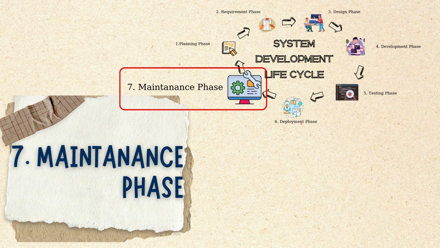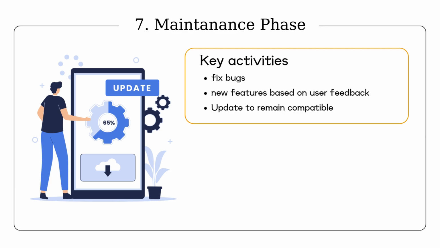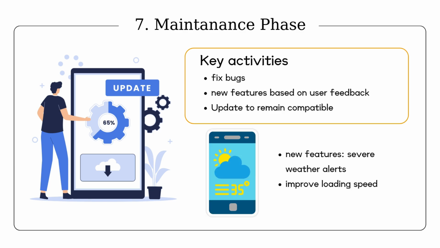Finally, we have the maintenance phase. Even after deployment, the work isn't over. Maintenance ensures the software stays functional and up to date. Key activities here include fixing bugs discovered after launch, adding new features based on user feedback, and updating the software to remain compatible with new devices or systems.